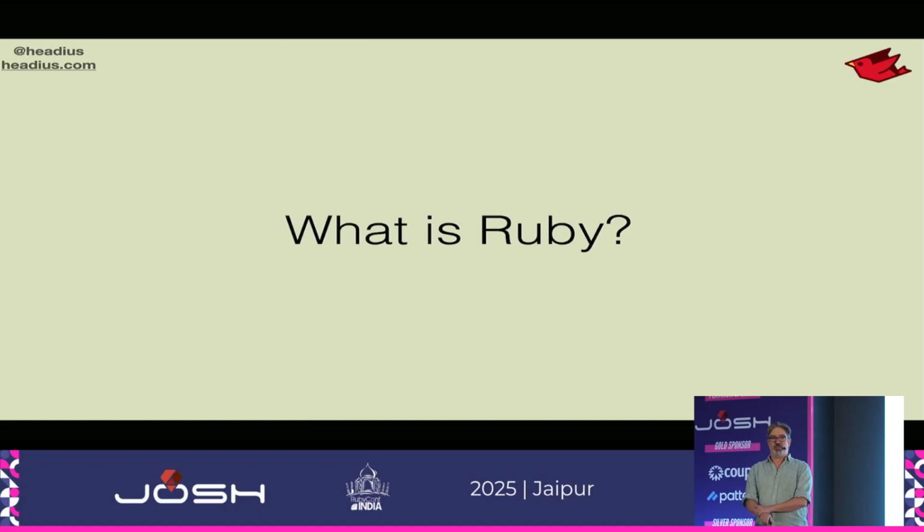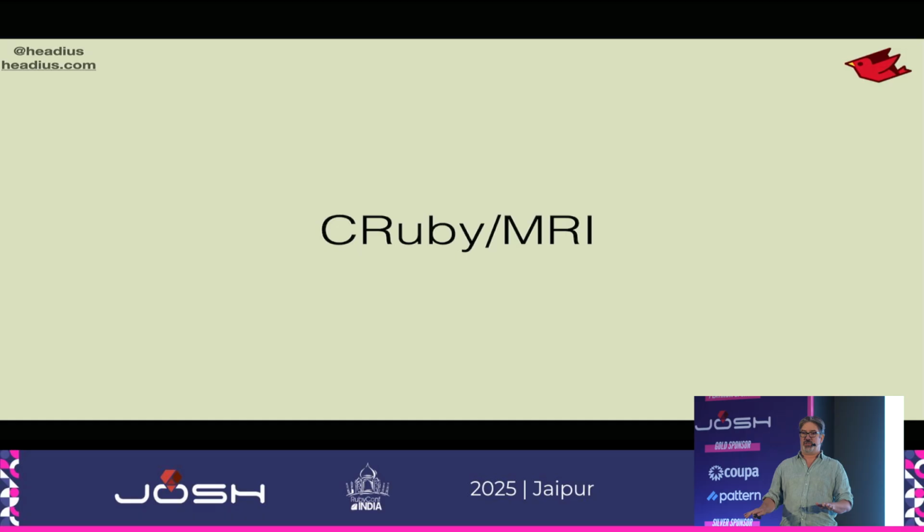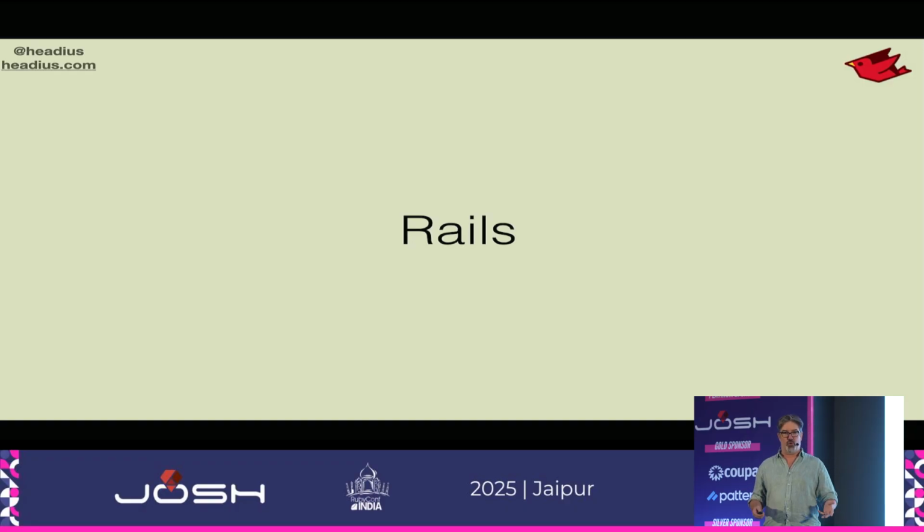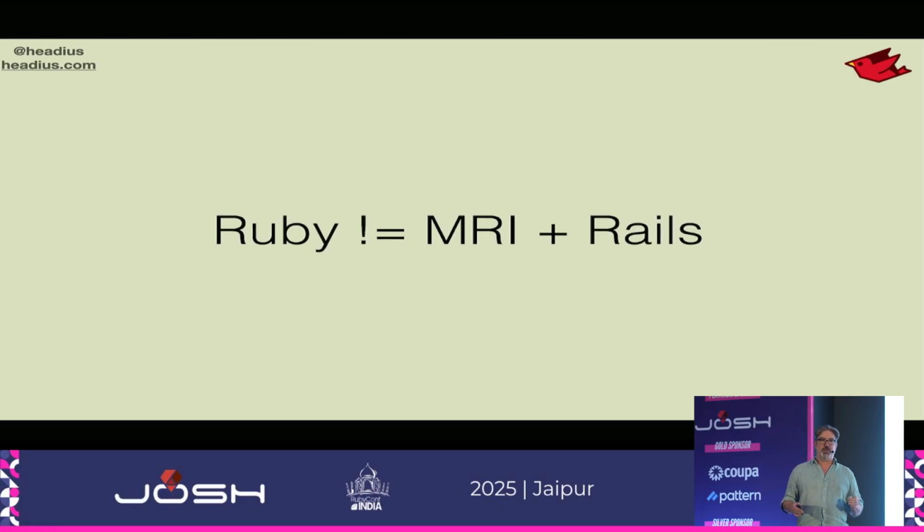So, what is Ruby to you? To a lot of people, Ruby is just a command line. It's a runtime. CRuby is Ruby, right? To a lot of Ruby developers, Ruby is Rails. There are many Ruby developers who only know Ruby through Rails. And that's what Ruby means to them. They think of Ruby, they automatically think of Rails. But Ruby really is not just CRuby, not just MRI and Rails.